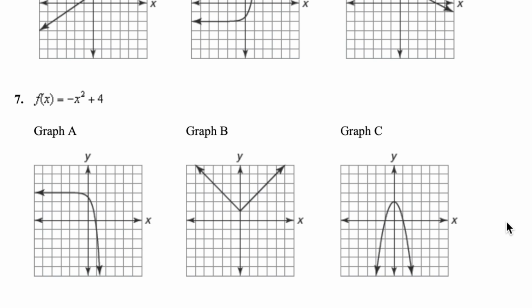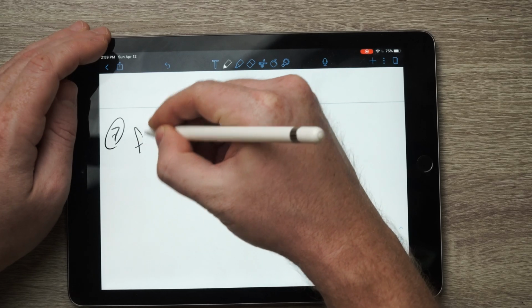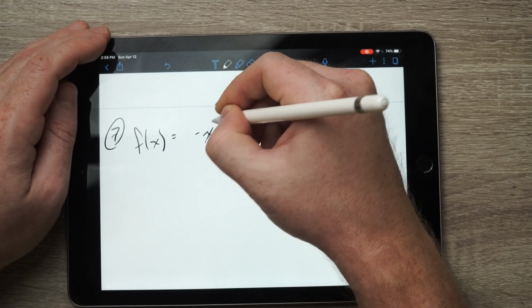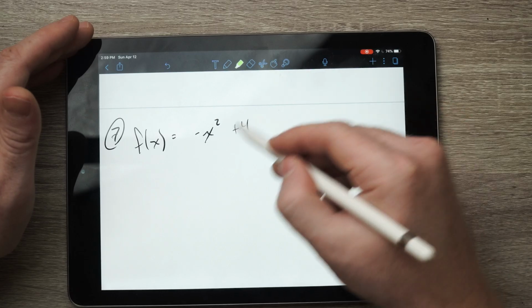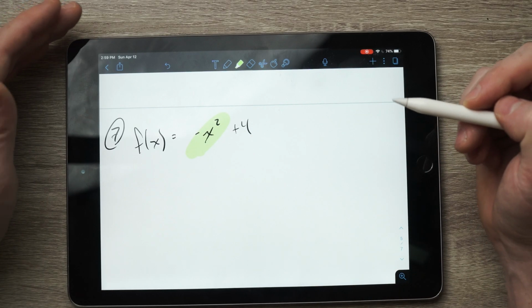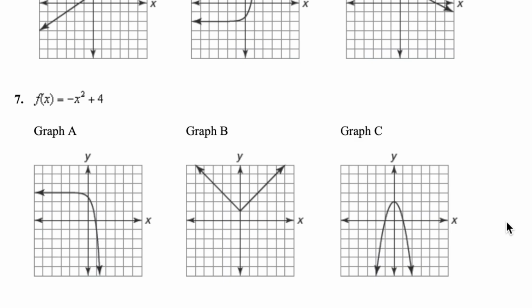So moving on to number 7, we can see that we have f of x equals negative x squared plus 4. Right away, we should recognize this as a quadratic function because of this x squared term here. We know what a quadratic looks like because we've seen this a million times, hopefully by now, in Algebra 1 and certainly beyond. So we should be able to quickly scan the graphs here and eliminate A and B, leaving us with graph C, the only quadratic function.